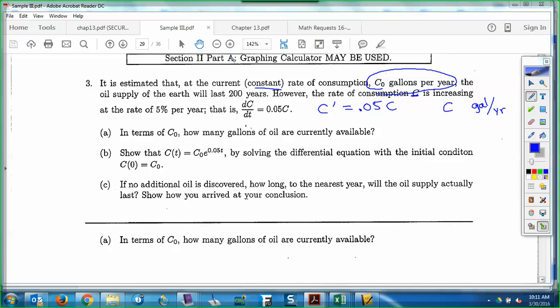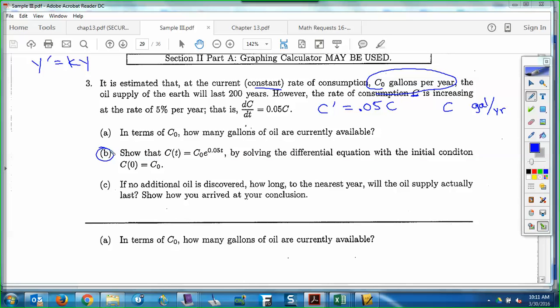Isn't that the y prime equals ky? Now later, here in chapter 7, we're going to learn how to solve this differential equation. But for right now, we're just going to say, hey, we've memorized it. Okay, we've memorized that that is a e to the kt.